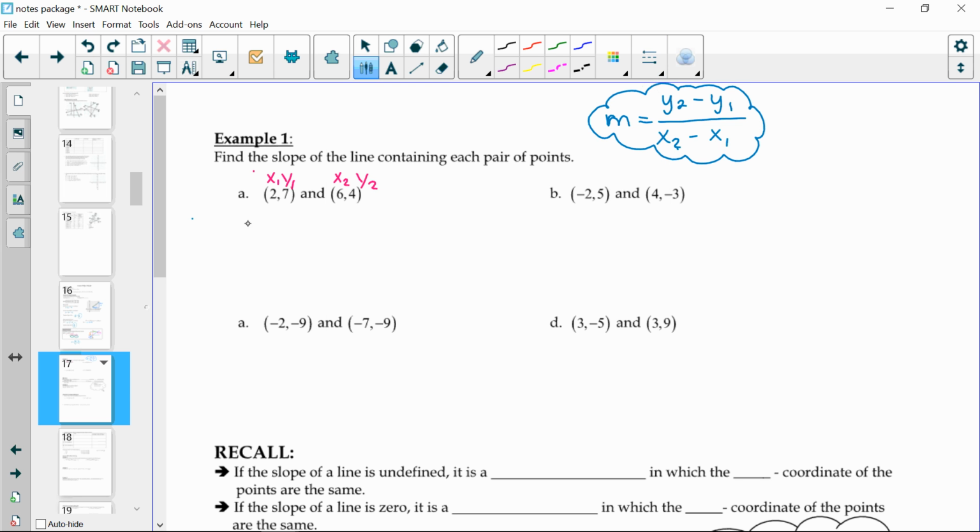All right, so I've got m is equal to y2 take away y1 over x2 take away x1. And all we're going to do is pop in our numbers. So my y2 is 4, my y1 is 7, so don't get your y's confused. My x2 is 6, and my x1 is 2.